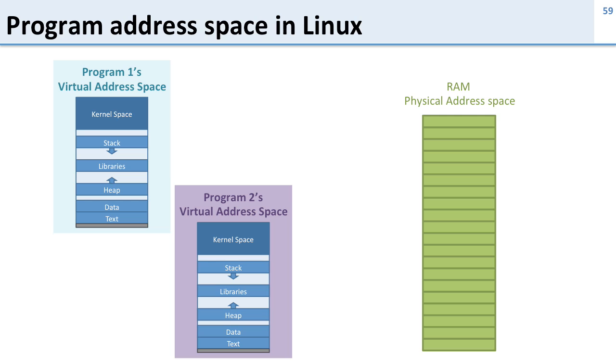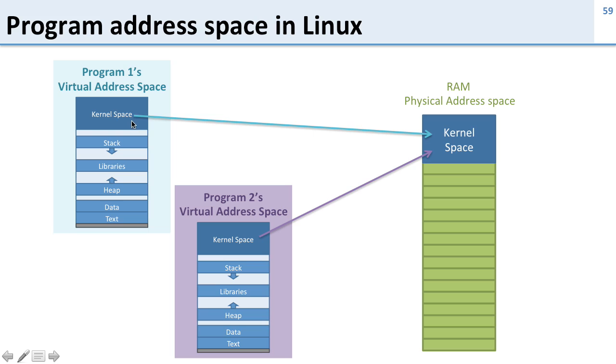So let's take a look at how these address spaces overlap in Linux. So here's two programs, program 1 and program 2, and they both have the same view of the address space. This is their own 32-bit virtual address space. And you can see how they map. So the kernel space in both of these maps to the same place in physical memory. That's fine. Neither of them is allowed to access it.